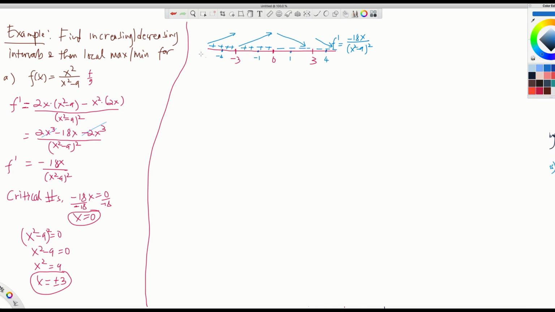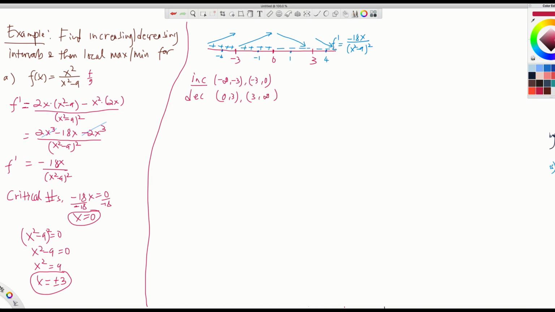So what do you think? It is increasing on negative infinity to negative 3 and negative 3 to 0. We always take the open interval, right? Decreasing on 0 to 3 and then 3 to infinity, because all the right side will be negative there.